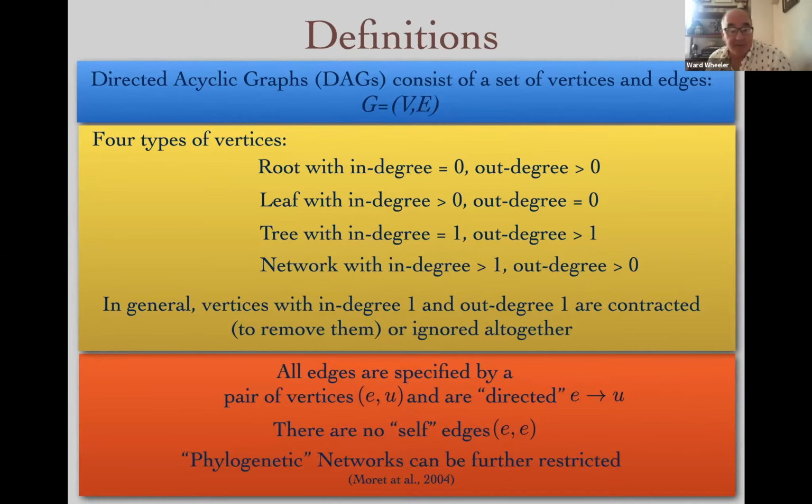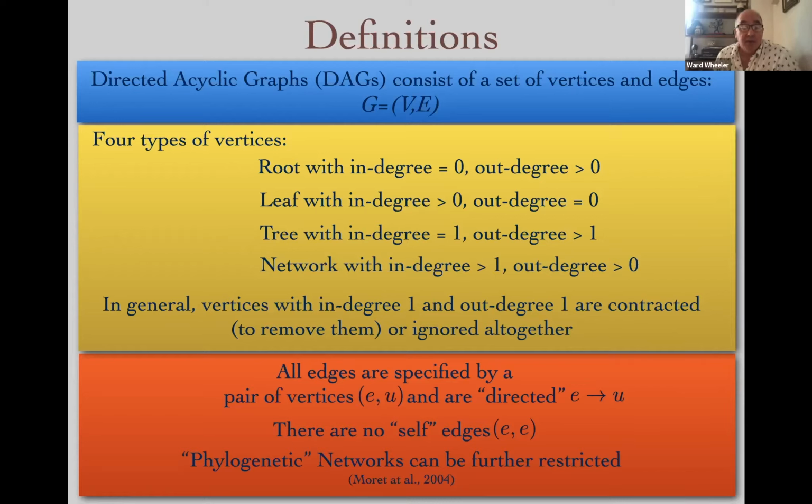And there are 4 types of vertices. We can have a root with in degree equals 0 and an out degree greater than 0, a leaf or terminal with an in degree greater than 0 and an out degree 0, a tree vertex with in degree equal 1 and out degree greater than 1, and a network vertex with in degree greater than 1 and out degree greater than 0.